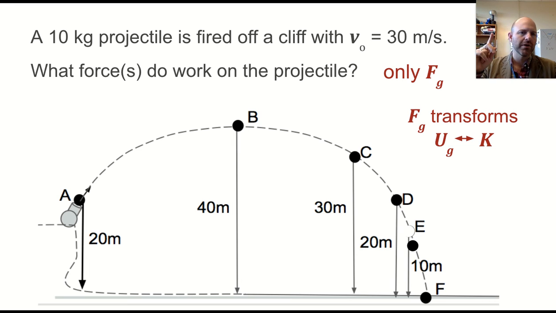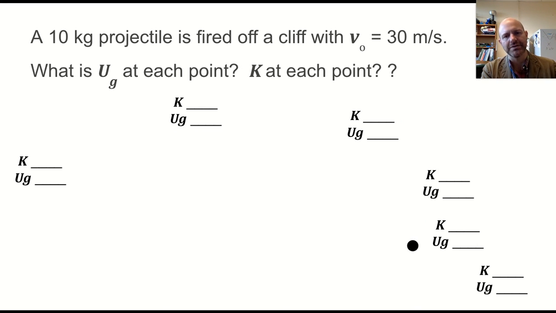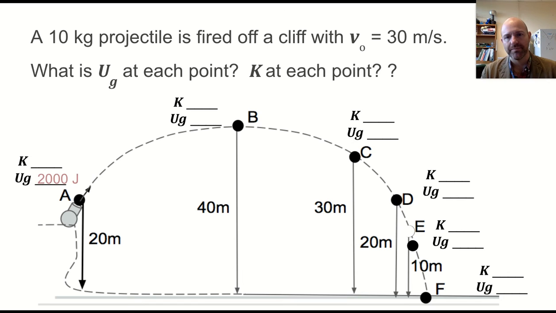Initially, it's fired upward, right, with some kinetic energy, and gravity is pulling down, doing work to slow it, so transferring from kinetic energy to gravitational potential energy. And then once it reaches its peak, it all gets transformed into kinetic energy. So for example, right, if we start at 20 meters, this is a 10 kilogram projectile, so it's 2,000 joules of gravitational potential energy. If we go up to 40, it's 4,000, back down to 30, 3,000, 2,000, 1,000, and 0 joules when you hit the ground.